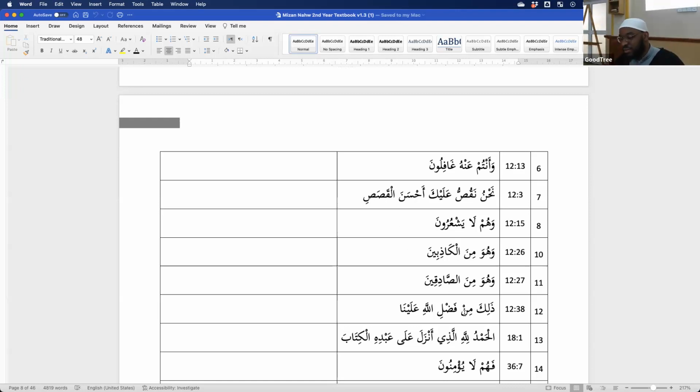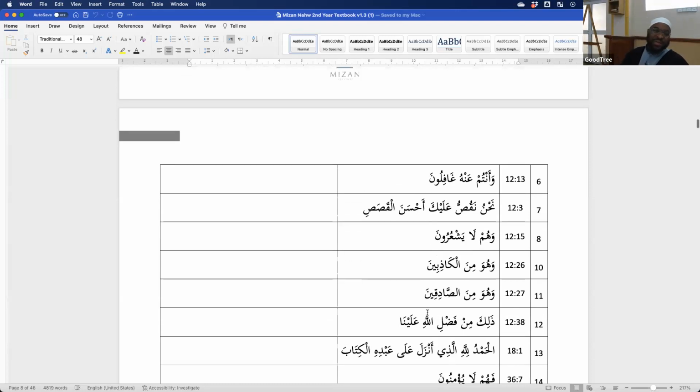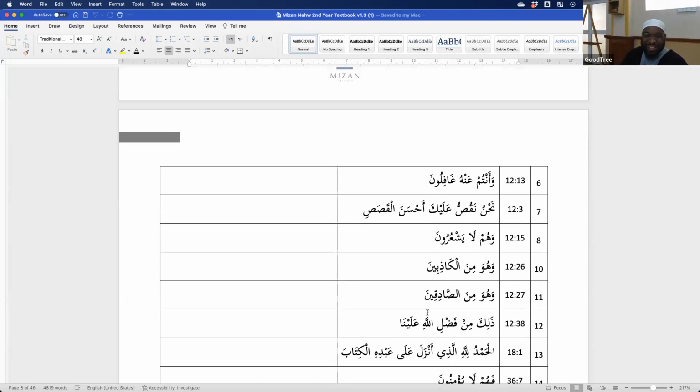The choosing of the word min instead of using ذَلِكَ, it would have read ذَلِكَ فَضْلُ اللَّهِ عَلَيْنَا. Oh, we have to top that now.